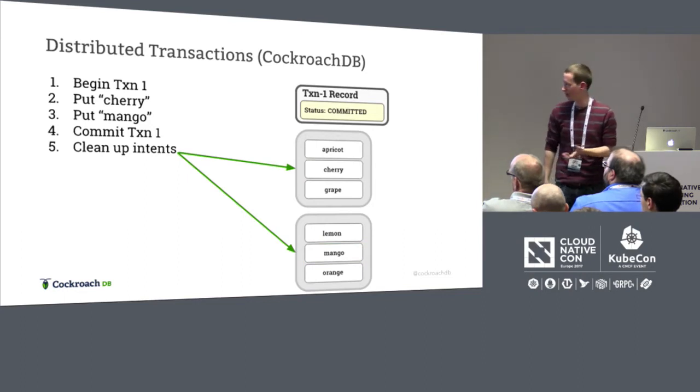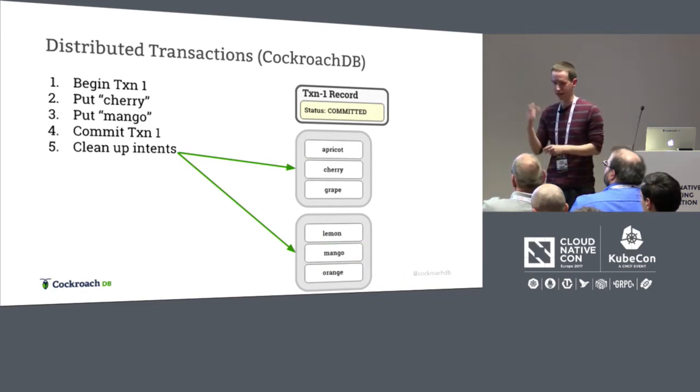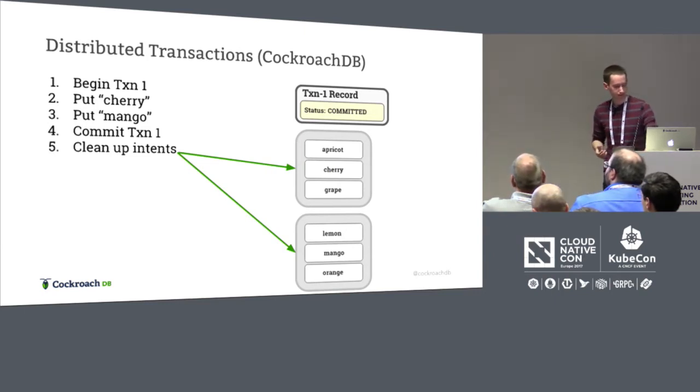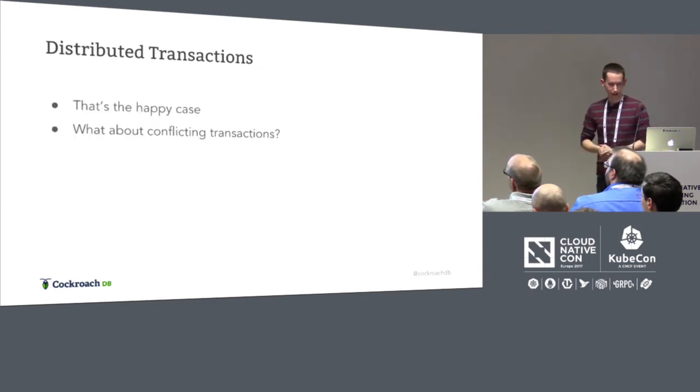And so that makes all the data considered committed and durable. After the fact, we usually go back and clean up those writes that had a transaction ID attached to them, which makes later reads on those keys more efficient. But it's not needed for correctness purposes. And so again, that's what happens when things go well.